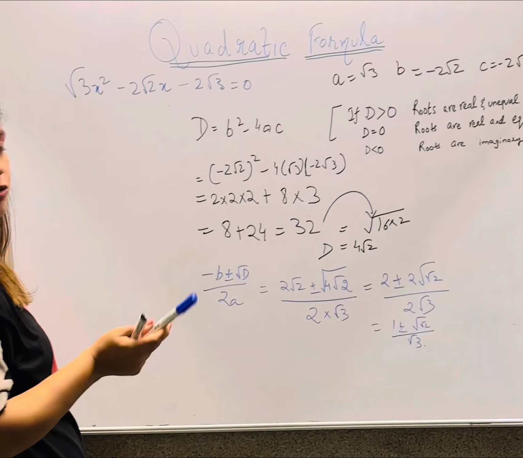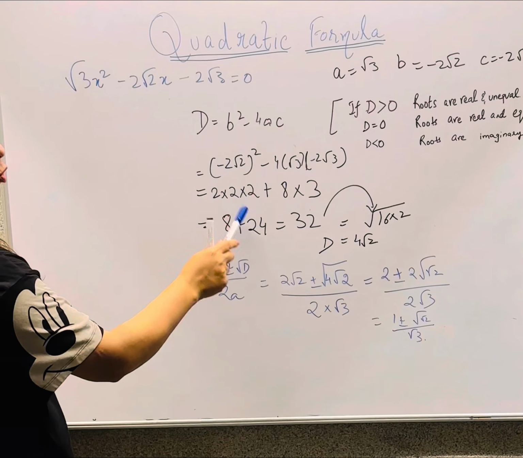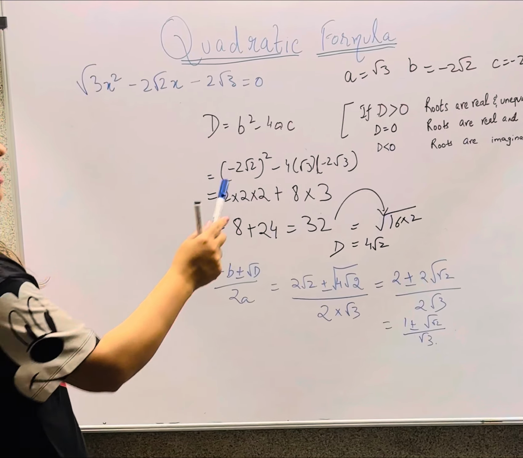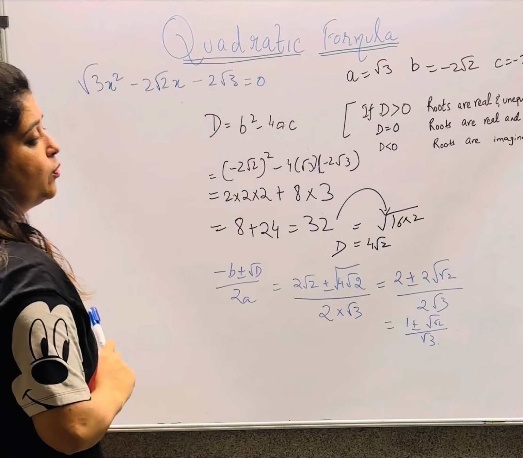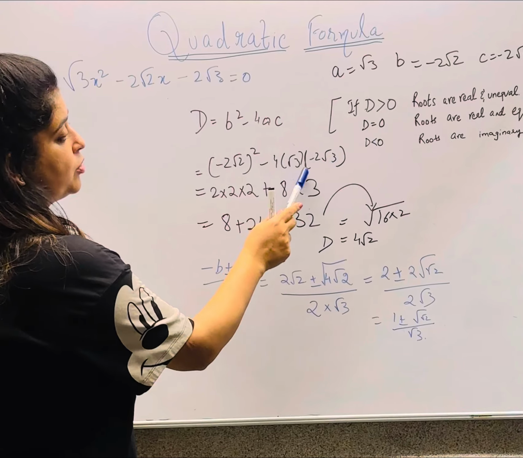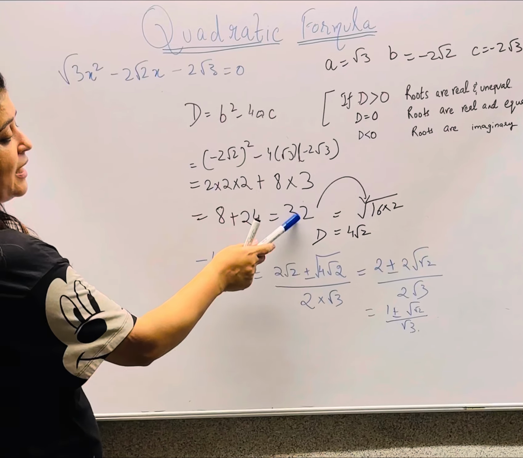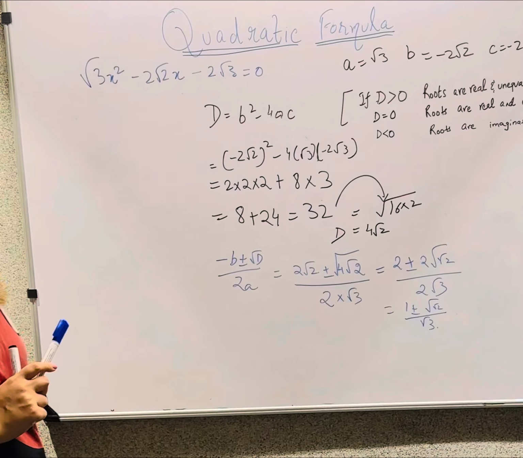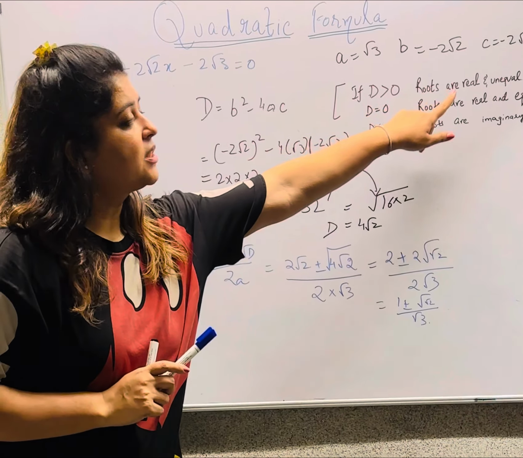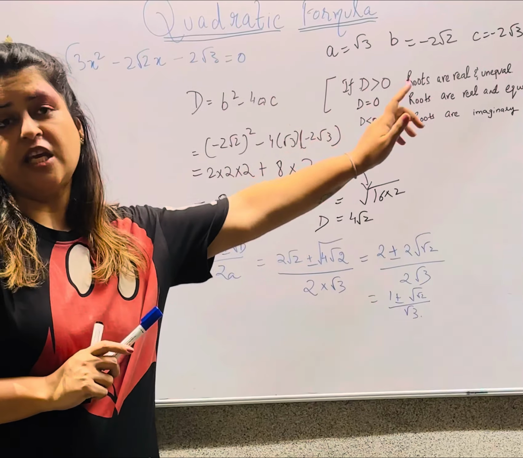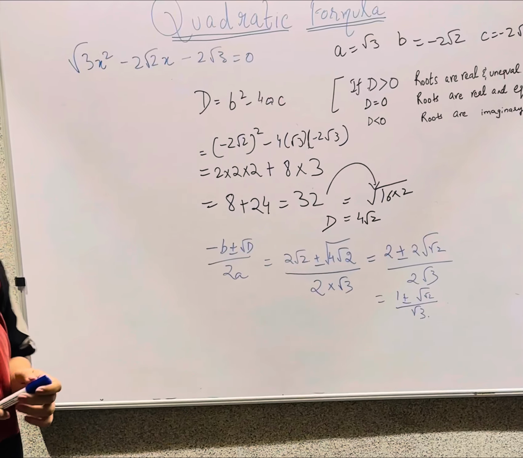What is the square of 2 root 2? 2 into 2 into 2. Why? Because root 2 square is 2. And here 4 root 3 into 2 root 3 is 8 into 3. So my discriminant comes out to be 32. If it's 32, my roots are real and unequal. Definitely they are not repeated roots.